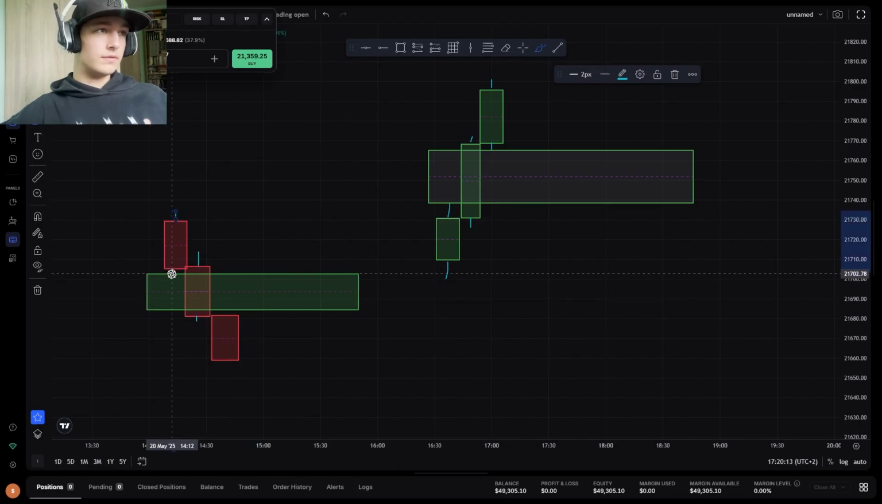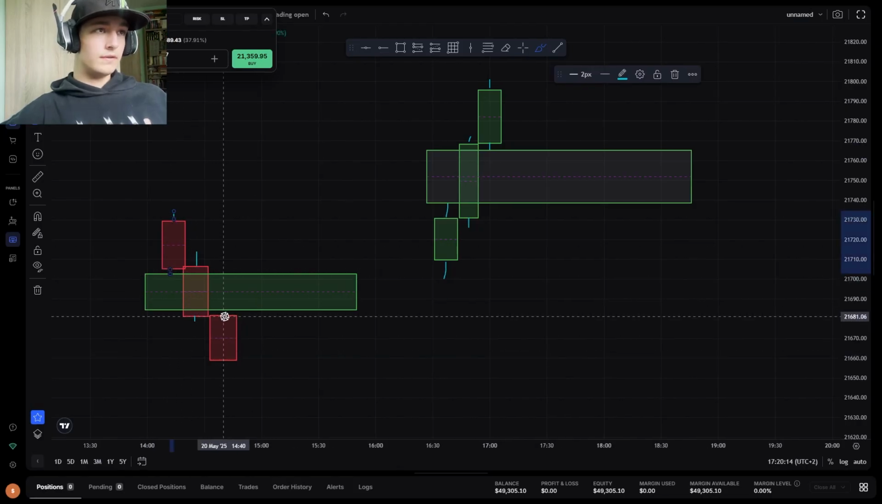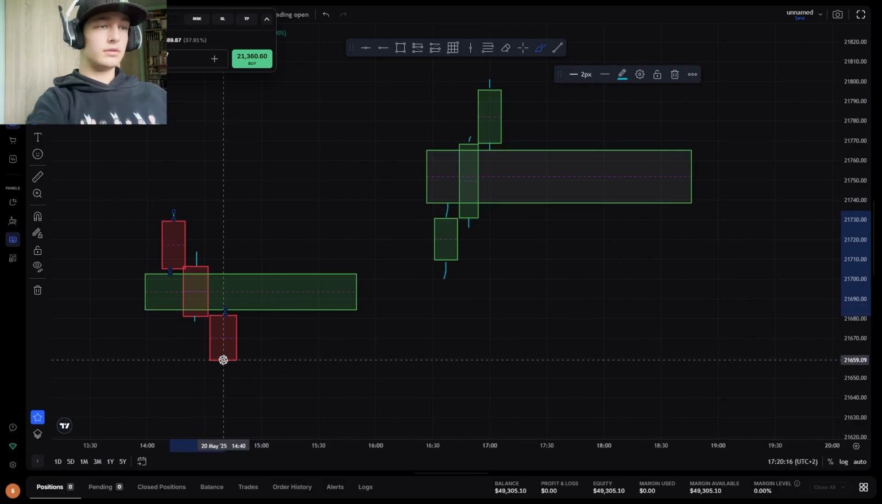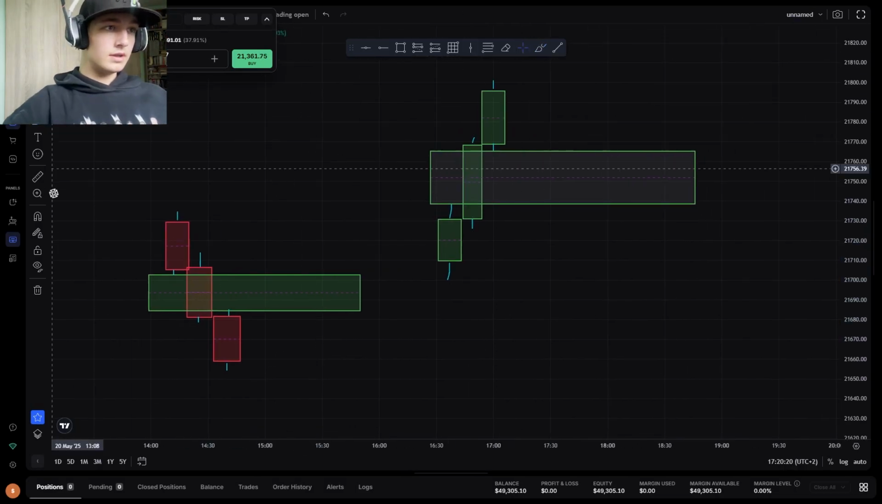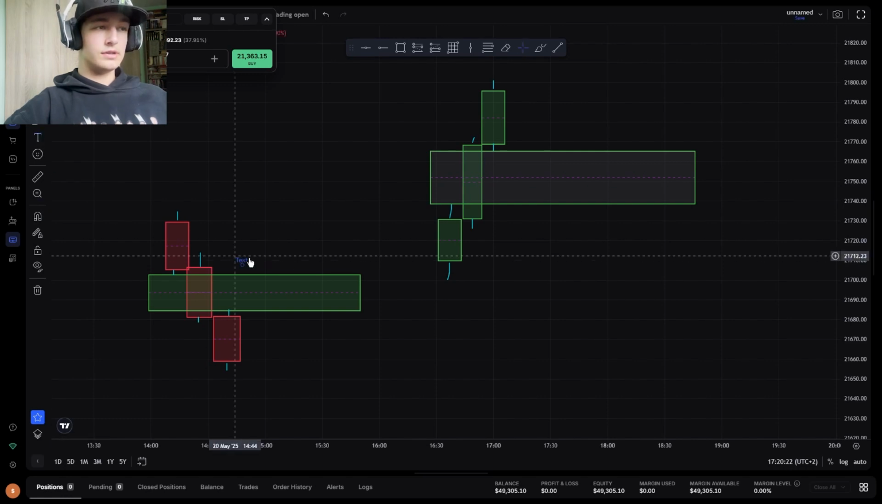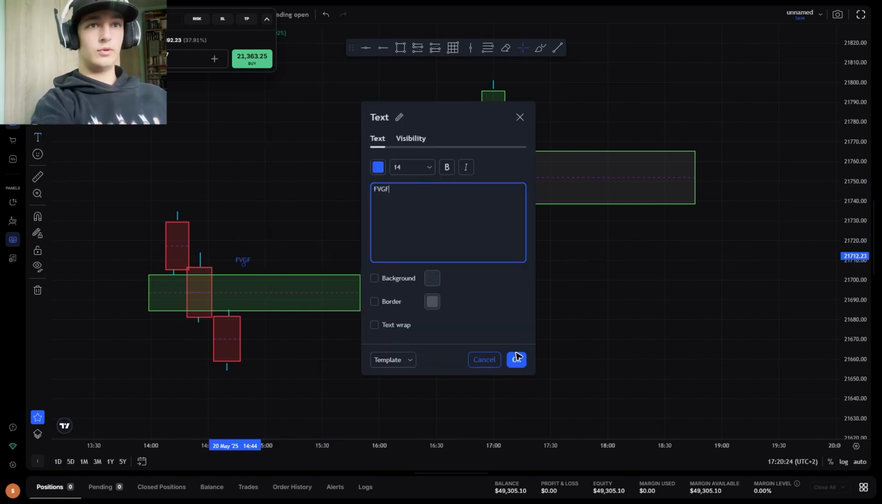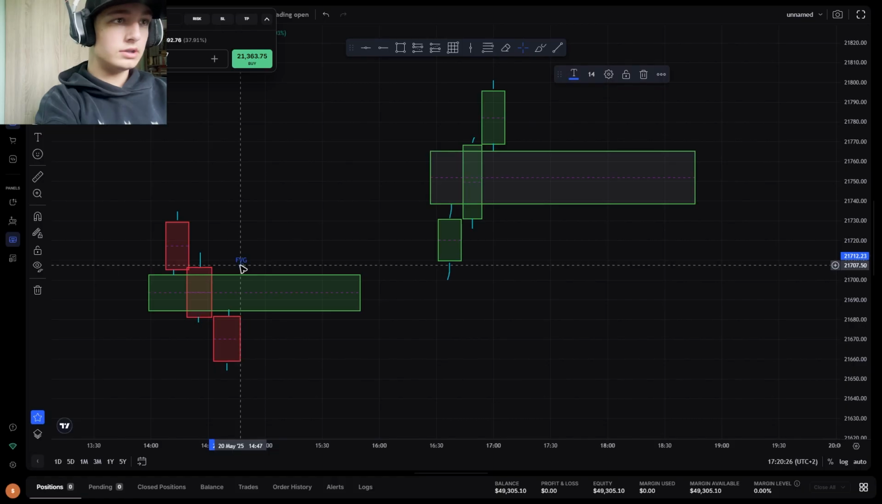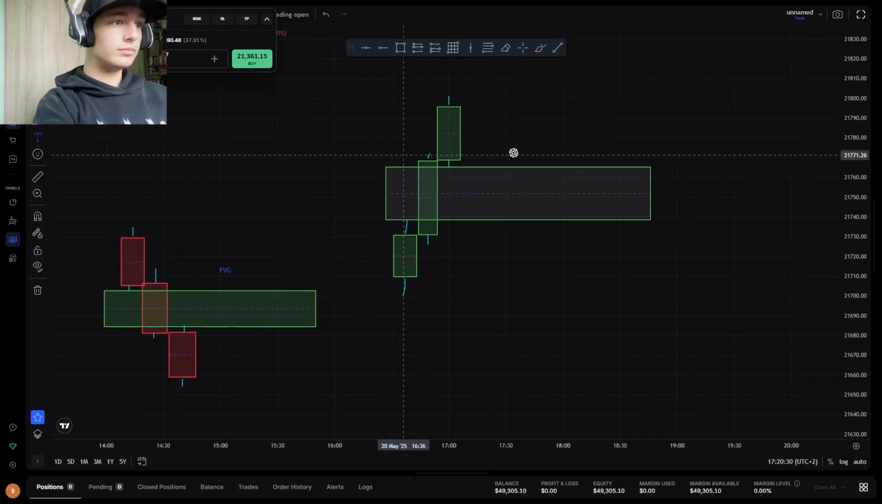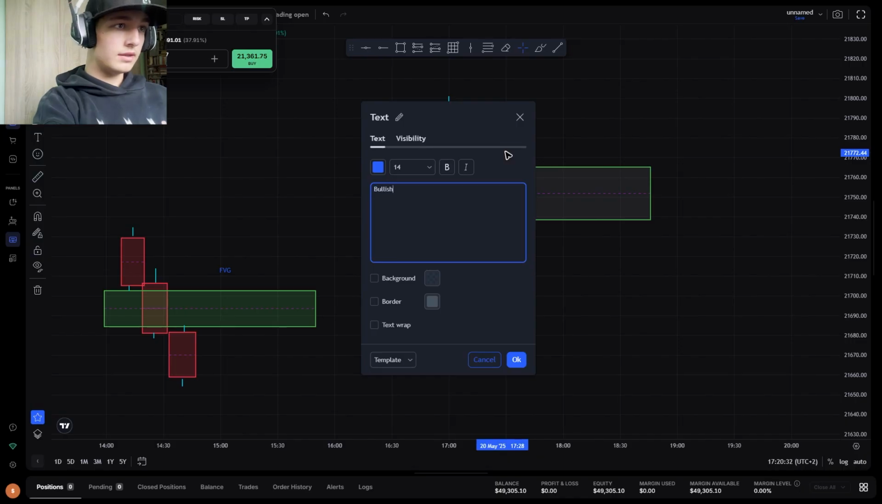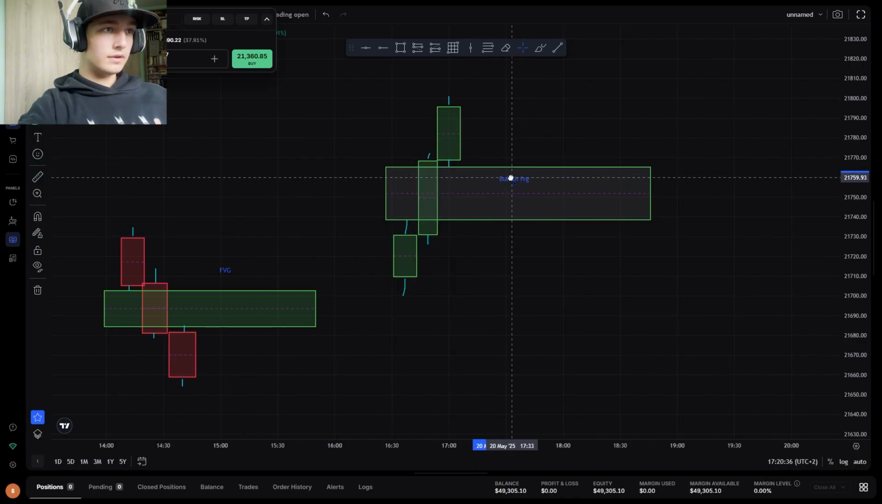Let me make it a different color. This is your FVG. I'll type it in here. Look, right here, this is your bullish FVG. Then we can delete this, and let's look at an example of a bearish fair value gap.